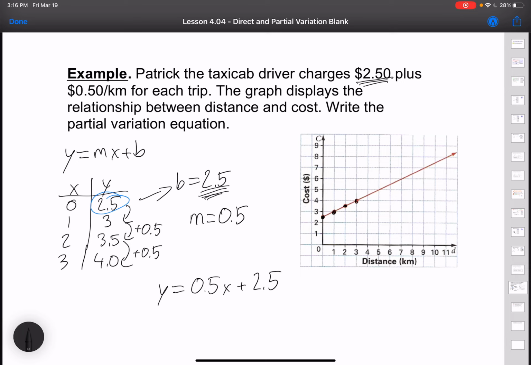And then what happens is you're adding 50 cents per kilometer. Well, that's your regular amount that it's going up by. And so that also corresponds to your m value. And so you have that correspondence between the words and the equation directly. So you could go through it that way as well.